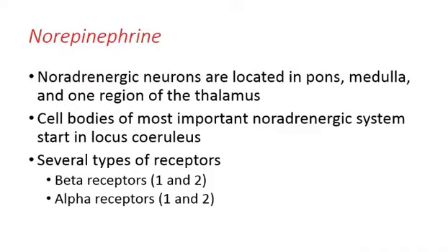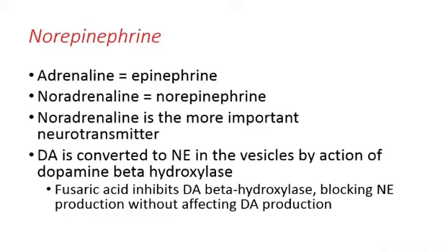Norepinephrine, noradrenergic neurons are located in the pons, the medulla, and in one region of the thalamus. And as I mentioned before, the cell bodies of the most important noradrenergic systems start in the locus ceruleus. There are several types of receptors. We have beta 1 and 2 receptors and alpha 1 and 2 receptors. So four receptor types. Again, locus ceruleus is the major player there. Adrenaline and epinephrine are synonymous, and noradrenaline and norepinephrine are synonymous. Between adrenaline and noradrenaline, noradrenaline is the more important neurotransmitter.